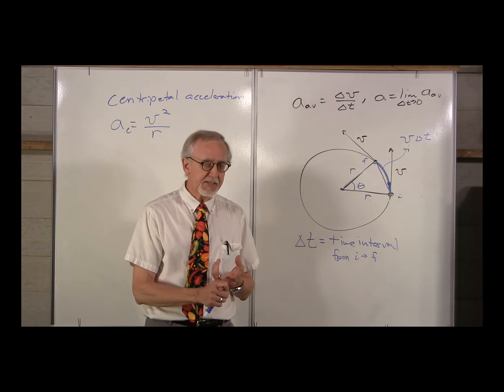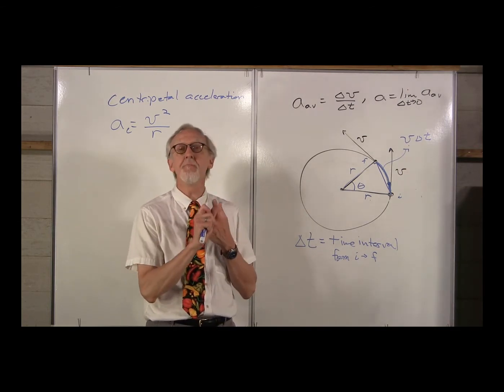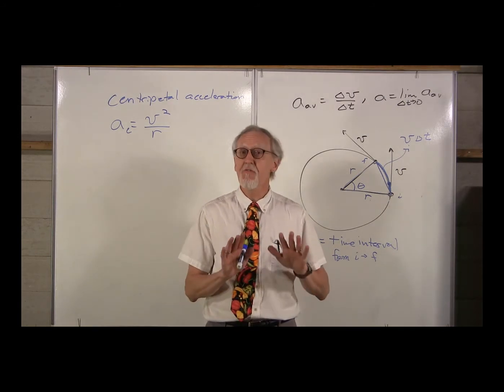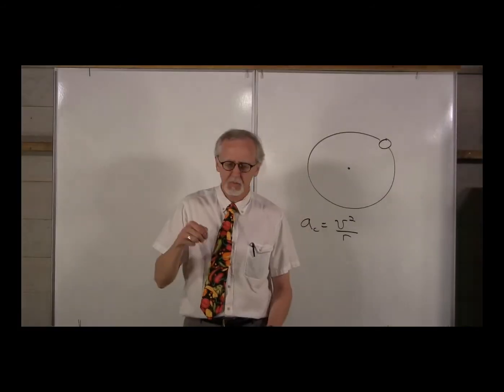The direction of that acceleration is towards the center of the circle, and the magnitude of that acceleration is v squared over r. Very, very good. Let's take a look at some physical examples of this.